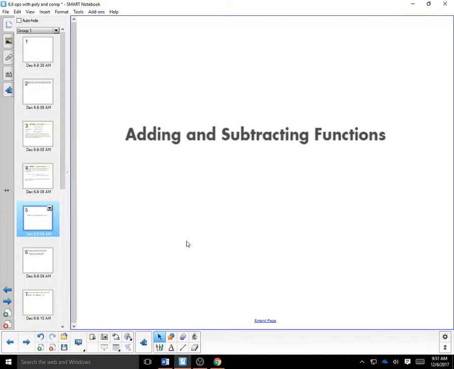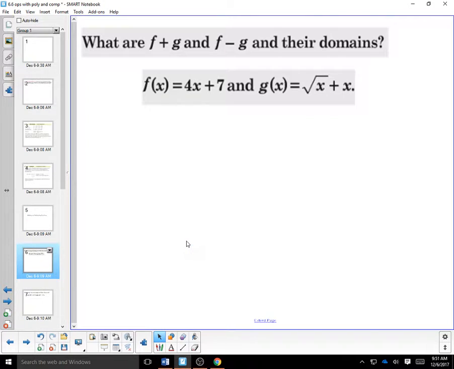So, adding and subtracting functions. Here we've got two functions. We have the f function, and then we have the g function. Does everyone see that there are two separate functions? And we have to add them. So let's do that operation first. This is saying take f and add g to that. So I'm going to start with f, and I'm going to add g to that. That should be your first setup when you're trying to add these things.